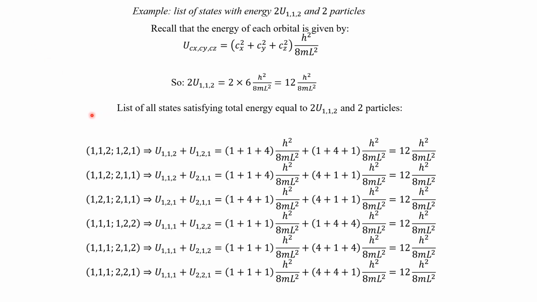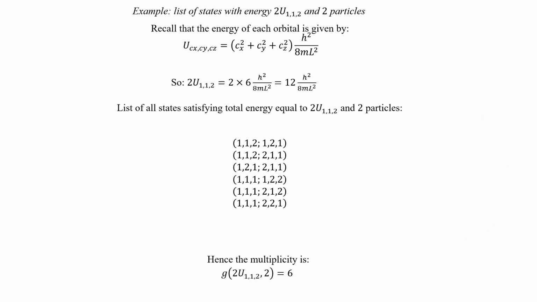So here I'm showing how we calculate explicitly the energy of each state. We just sum the energy of each orbital, and we get, in our case, 12 times the constant term, like we've just seen. And since we have 6 states, 1, 2, 3, 4, 5, 6 states of the total system satisfying the condition energy equal 2 times the energy of orbital 112 and 2 particles, that means that the multiplicity of this system evaluated at this energy and at this number of particles is 6.